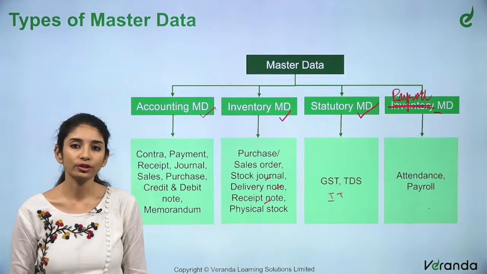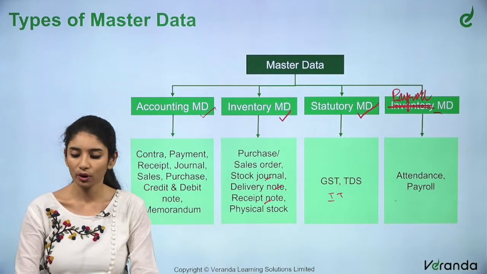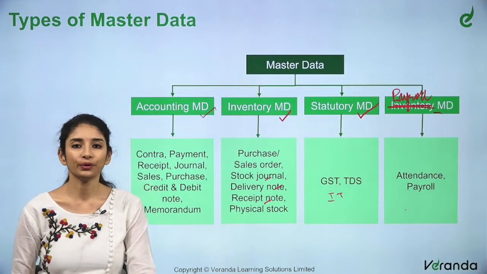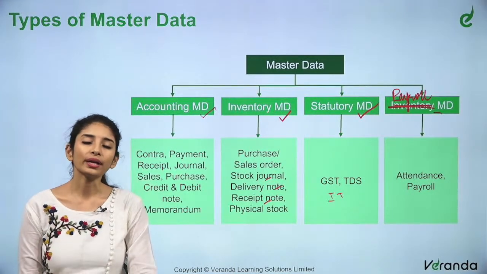Payroll master data is going to be attendance, employee name, payrolls, employees, attendance, that's going to form a part of my payroll master data. So, four types of master data: accounting, inventory, statutory, payroll. Now, what is a data warehouse?